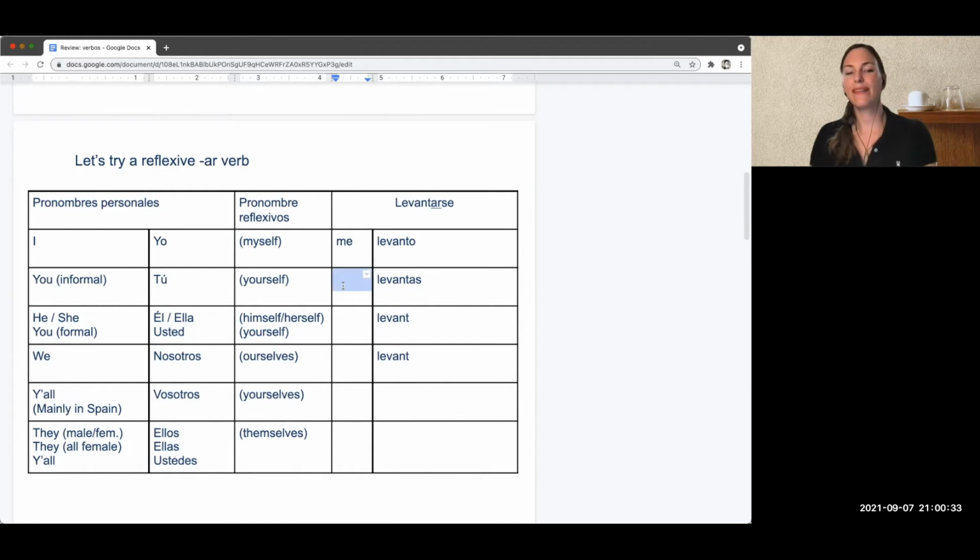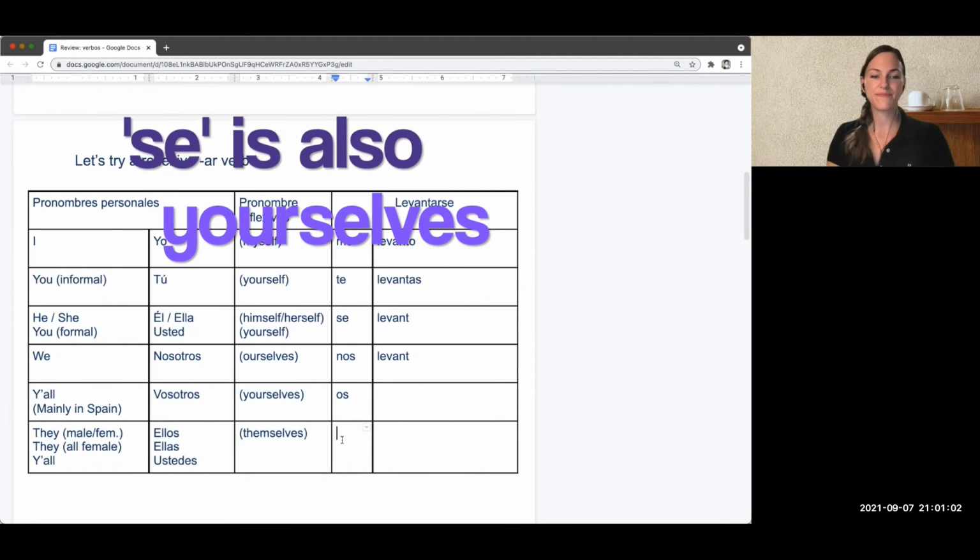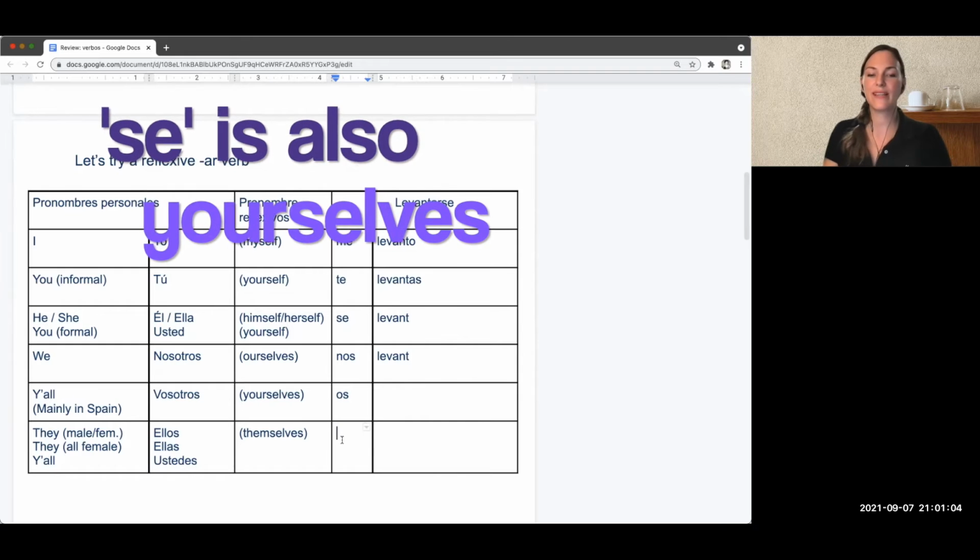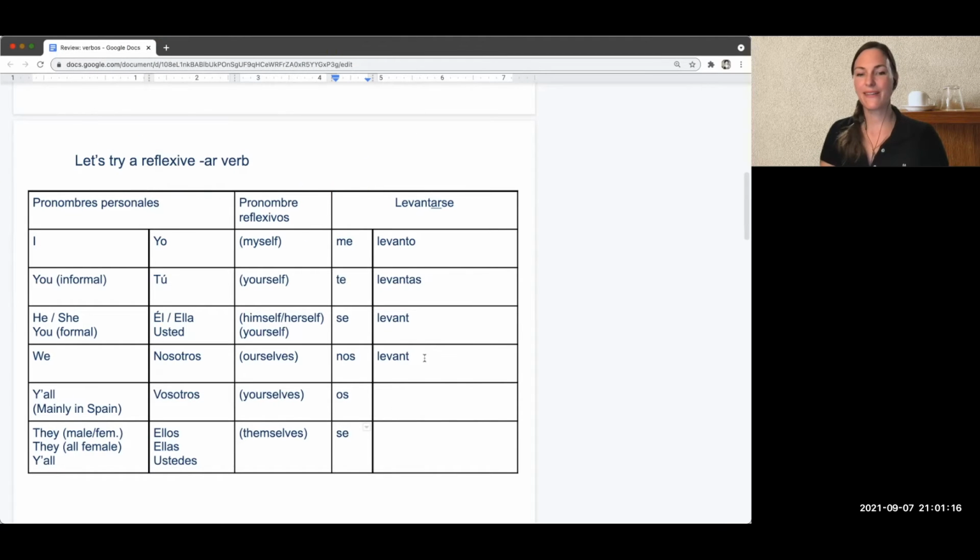So this one, anyone know? Te. Here, say, it's actually the same. Okay, ourselves. Nos, is that what you said? Us. And then ellos, ellas, ustedes, also use se. Okay, so again, we all have levant in it, and then you put on your endings accordingly.